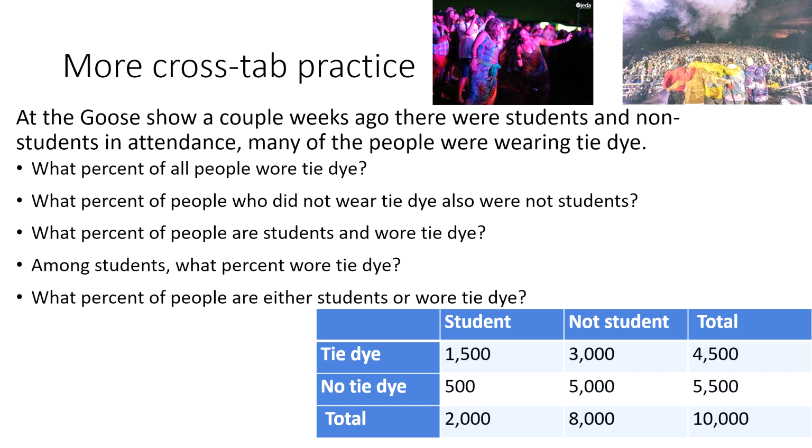This is your key to know that we are no longer using 10,000 in the denominator. We're only looking at the subgroup of students. So you're going to use the total students as your denominator and the number of students that wore tie-dye as the numerator.